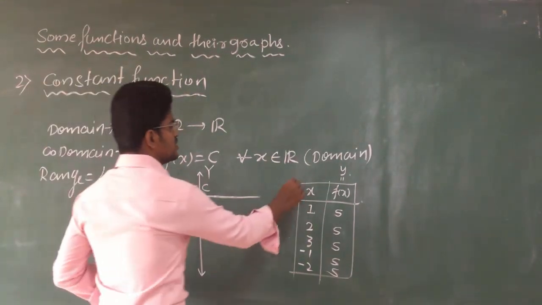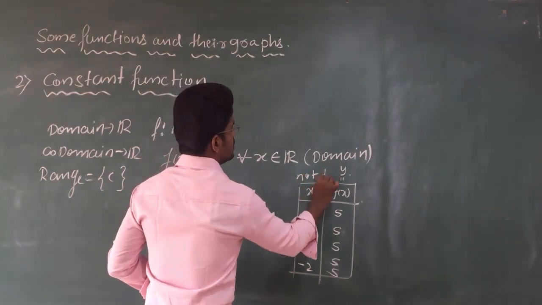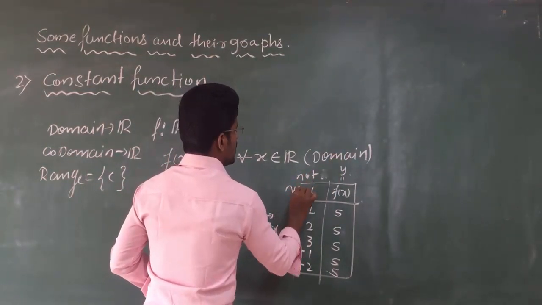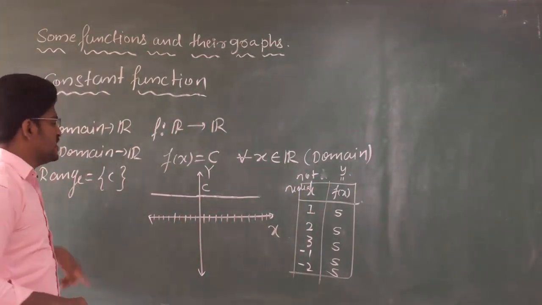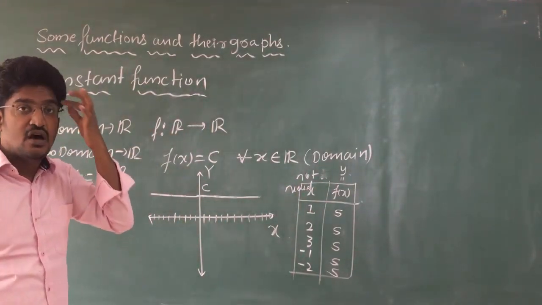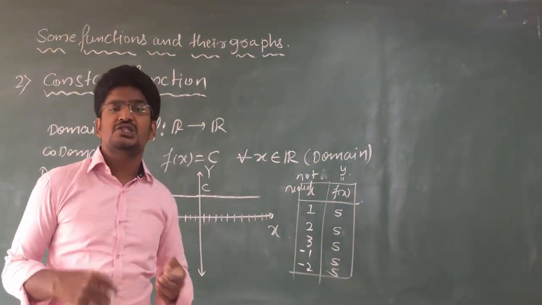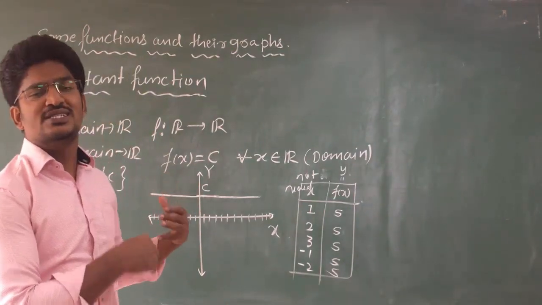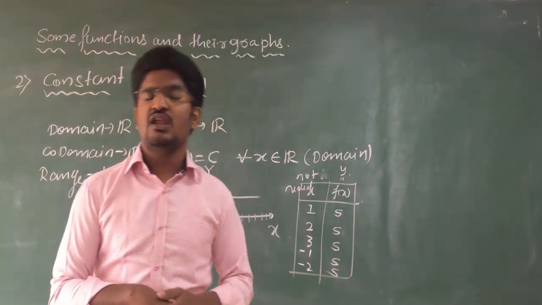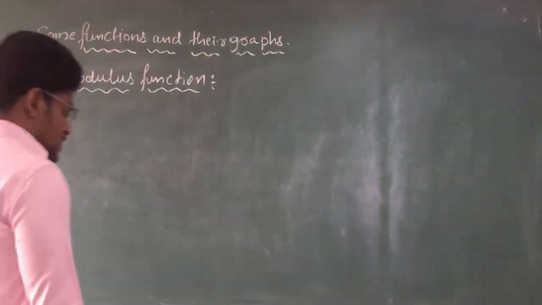Clear? This is not needed. For your understanding, I have explained, that is not needed. You just write domain, codomain and range. Are you clear? So if you write this much, it's more than enough for any exams if they ask what is constant function. Clear? Okay students.